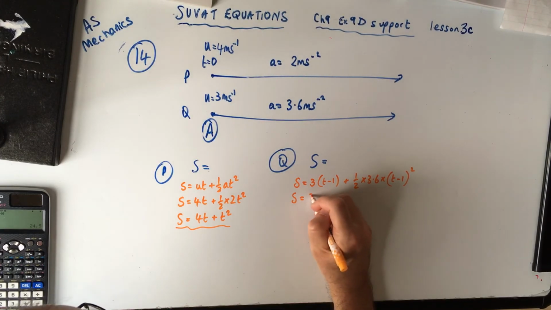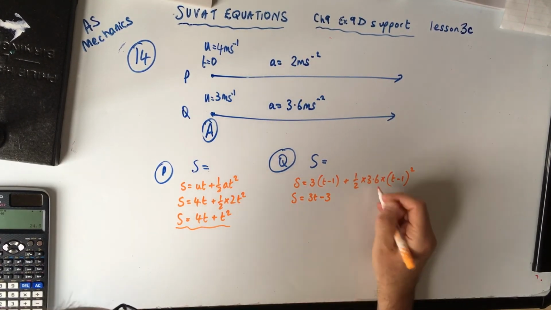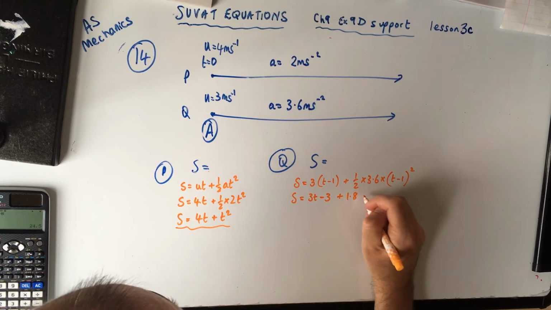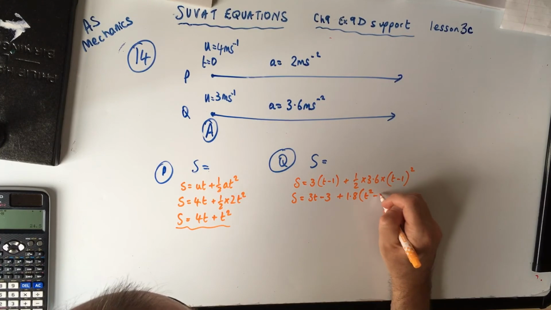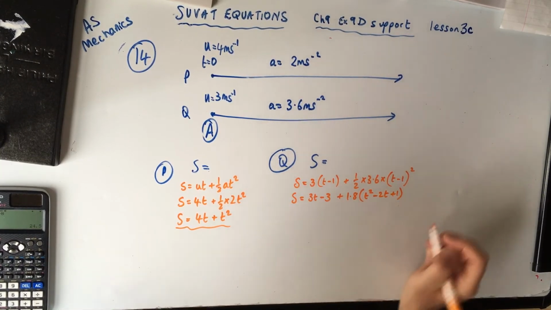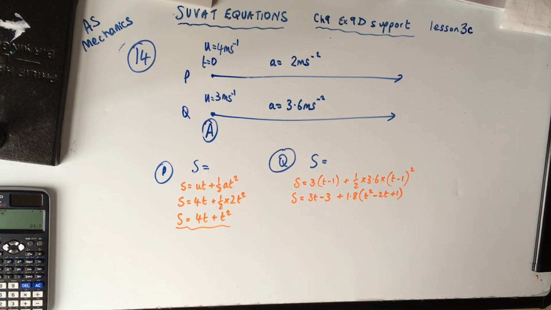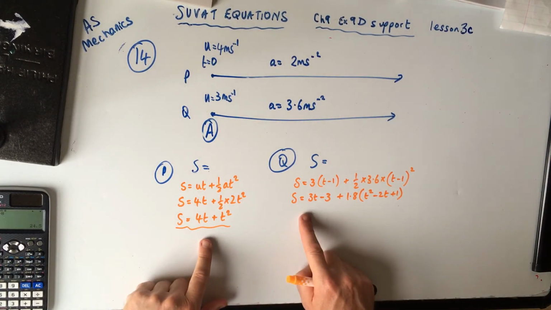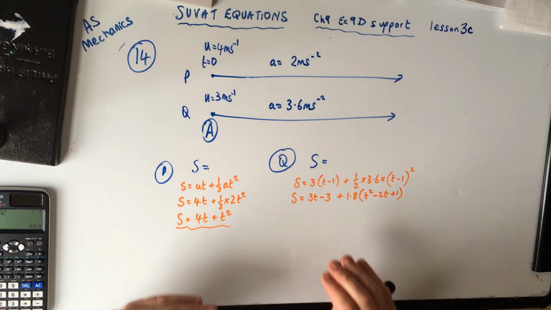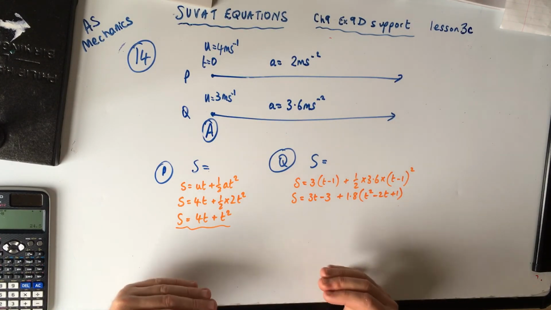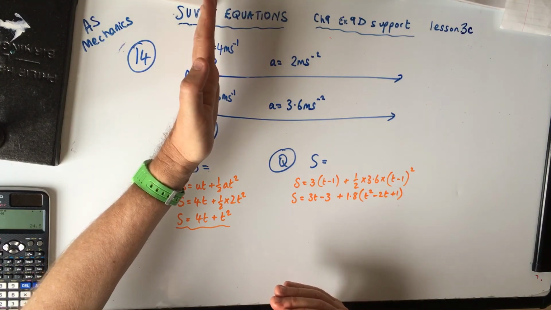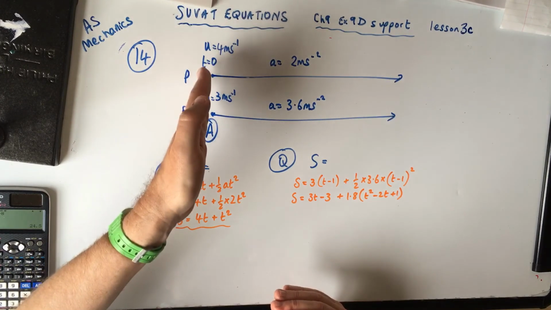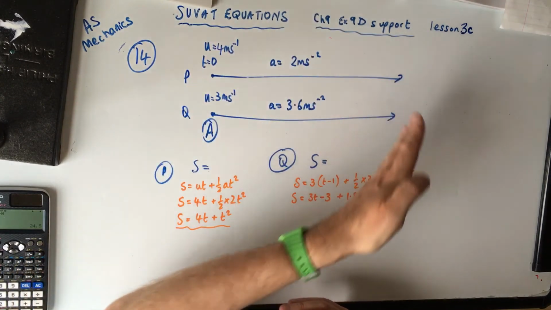So if we multiply that out, we get 3t minus 3 plus 1.8, and t minus 1 squared is t squared minus 2t plus 1. Okay, multiplying that out. So those are our two expressions. Both of these expressions tell us where both of those are after time t. Time t being the point where our simulation runs, and our simulation runs from when particle P starts.